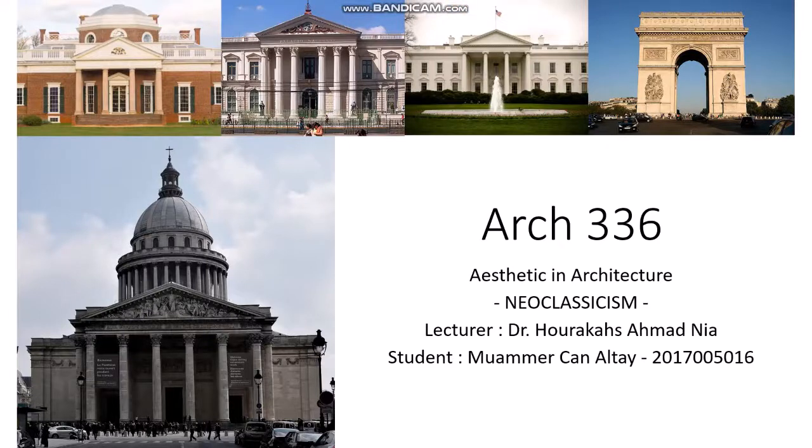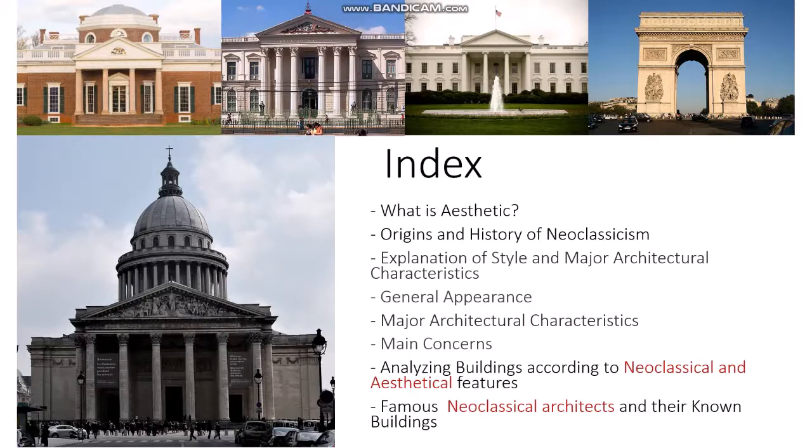Hello, in this presentation we will examine neoclassicism with its aesthetical features. We will start with what is aesthetic, origins and history of neoclassicism, explanation of style and measure, architectural characteristics, general appearance, main concerns, and analyzing buildings according to neoclassical and aesthetical features. And lastly, we will finish with famous neoclassical architects and their known buildings.